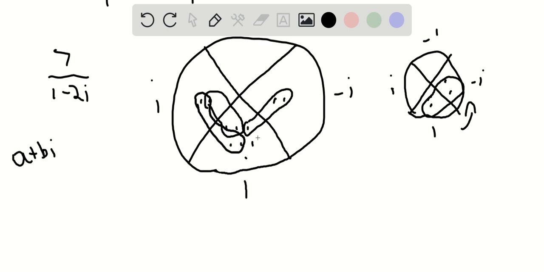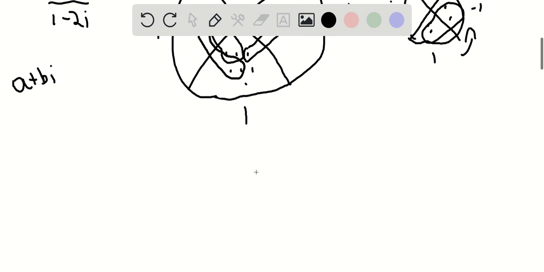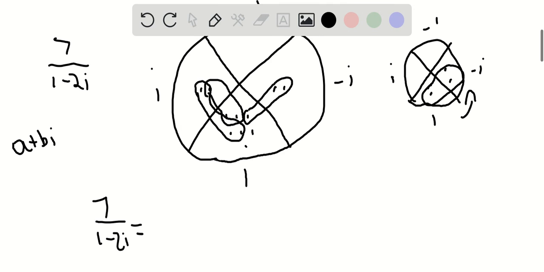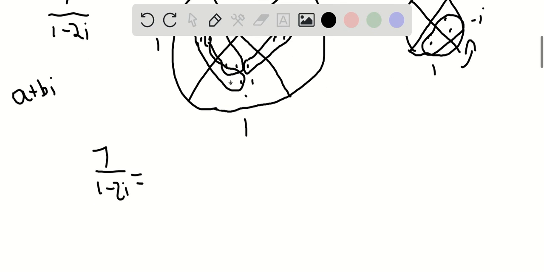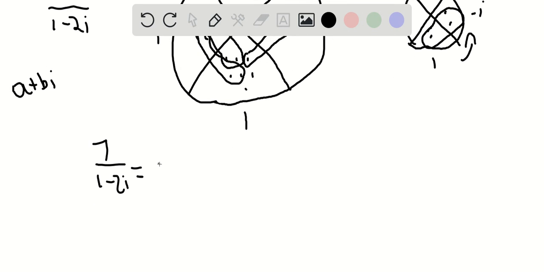But I guess it looks like I have 2 dots left over. So it looks like 7 divided by 1 minus 2i, well, that looks like it's equal to, again, 1 plus 2i with 2 dots left over, so plus a remainder of 2.